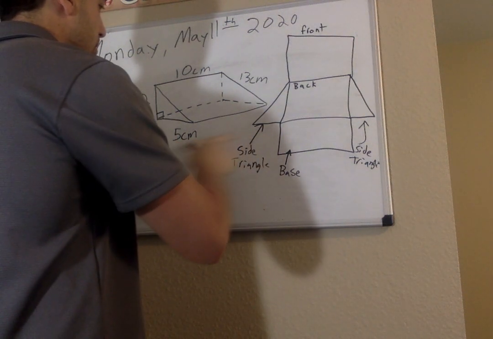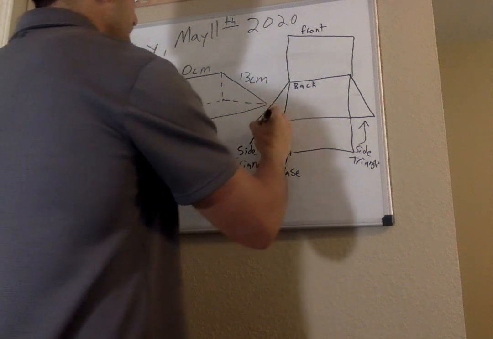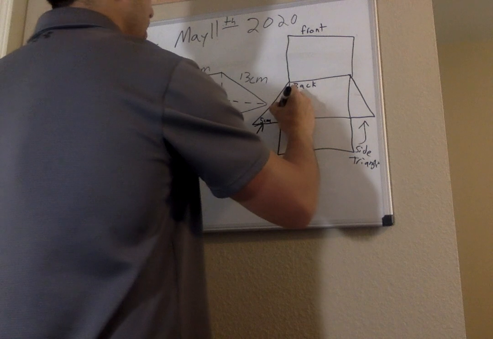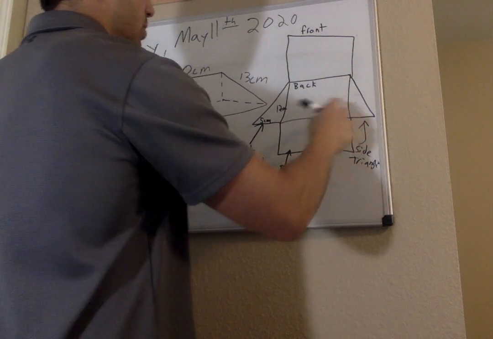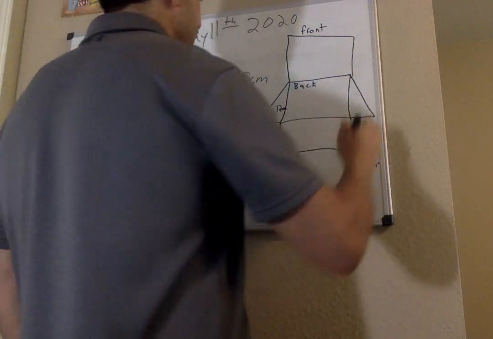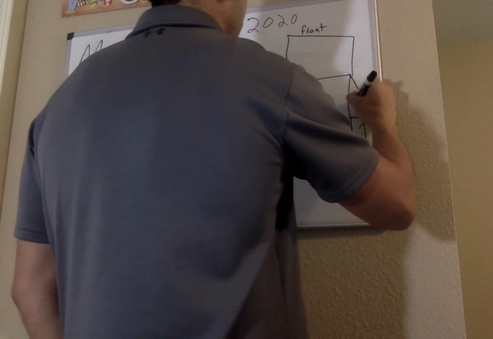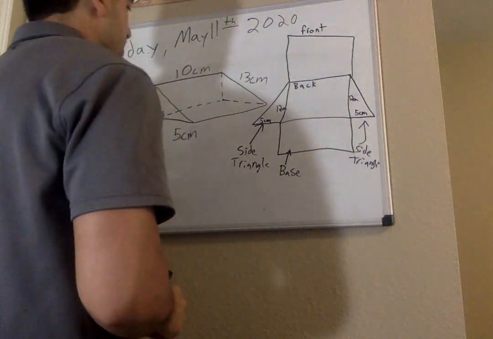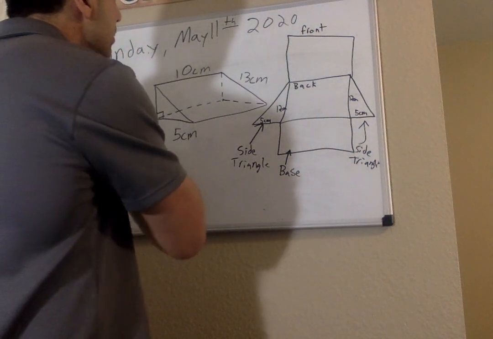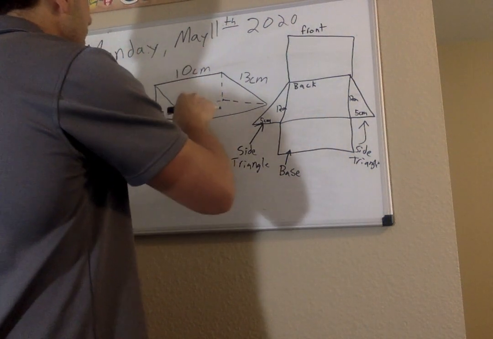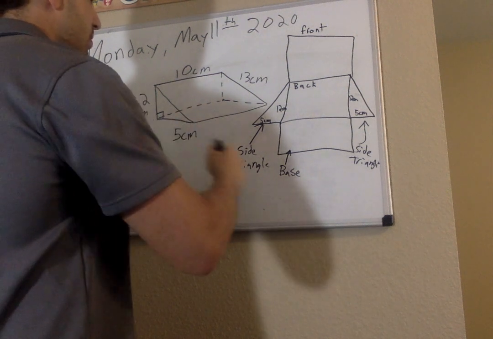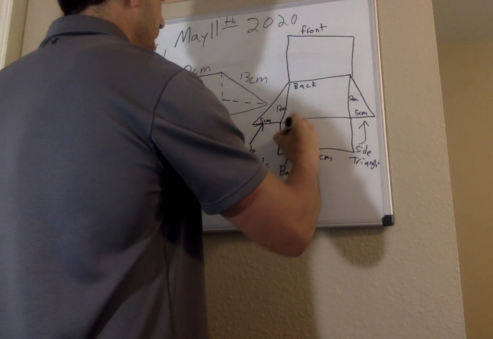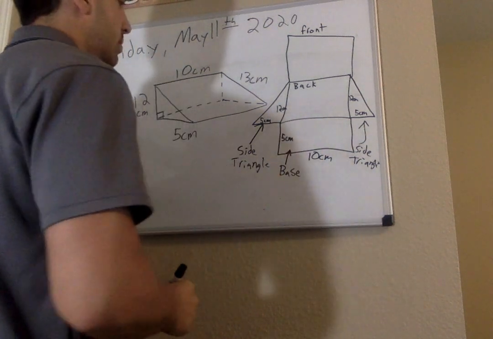The side triangle, the base of that's going to be 5 cm, or centimeters. The height is going to be 12. This one over here is exactly the same. It's 12 by 5. Okay, let's go over the base. The base of it is going to be 10 by 5. So that's 10 centimeters by 5 centimeters.